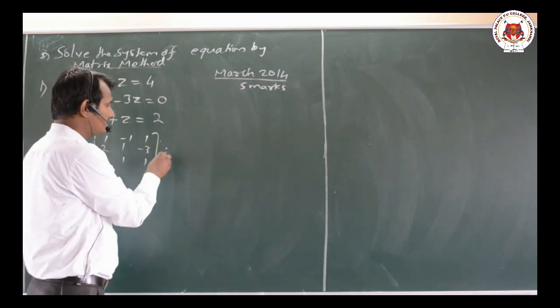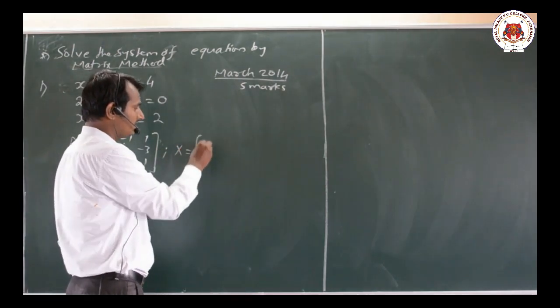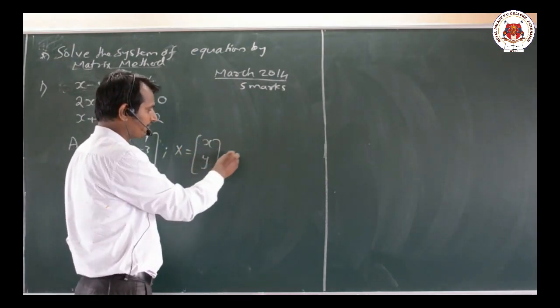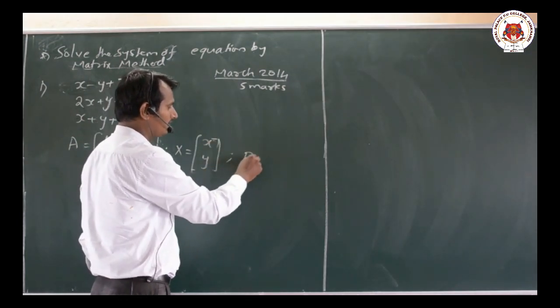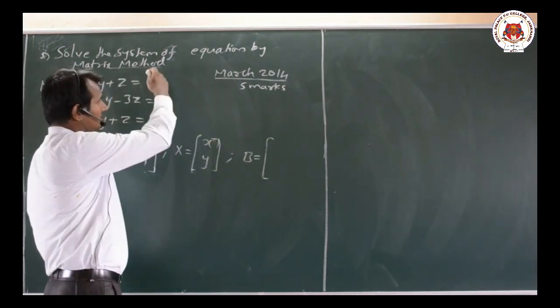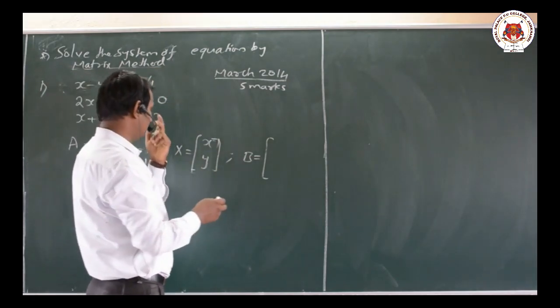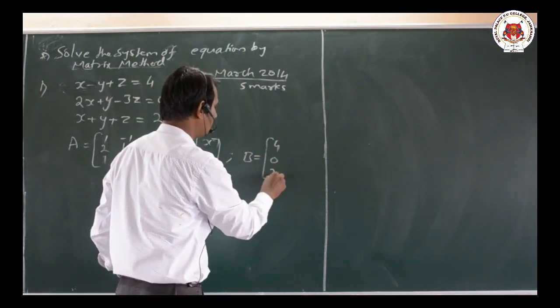Next one is, we will write the x here. What is the x value here? X, y, z. Then next we shall write down the value for B. What is the matrix B here? All the RHS part. What is it? That is 4, 0, 2.